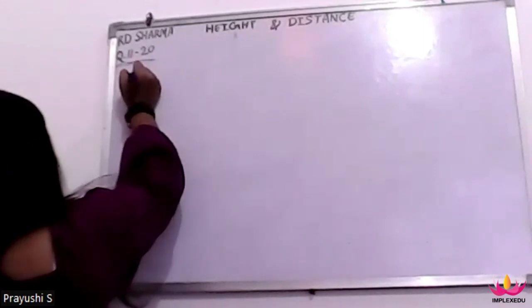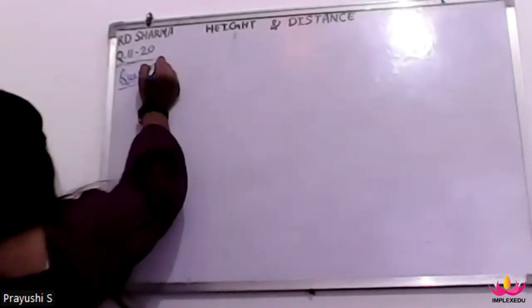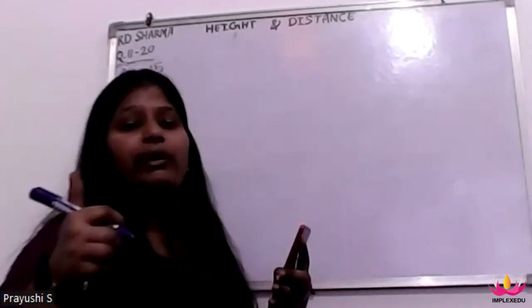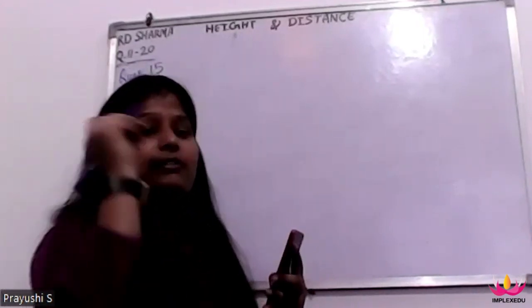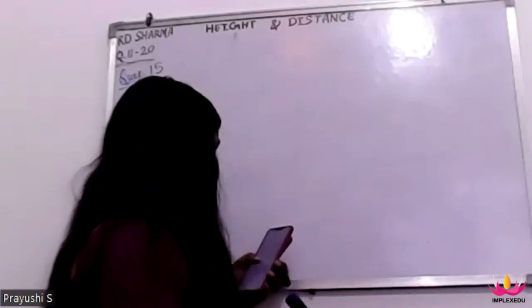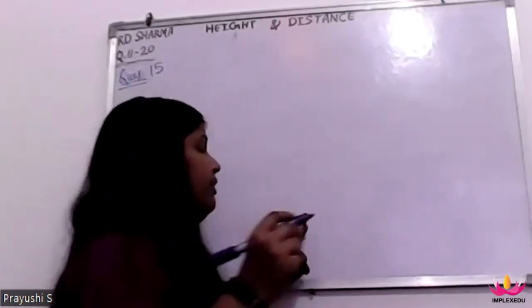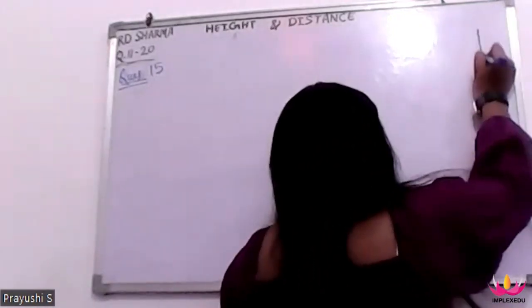Question number 15. So as I told you, to solve the application of trigonometry questions, first we will draw the figure. Okay, so in this question, the angle of elevation of the top of a tower is first 32 degrees.